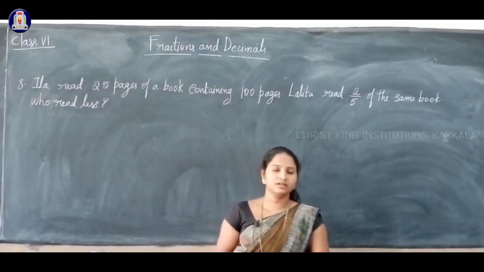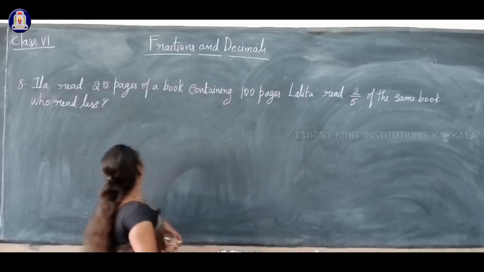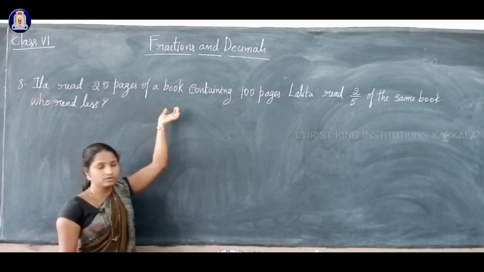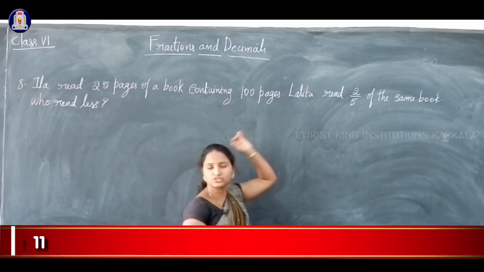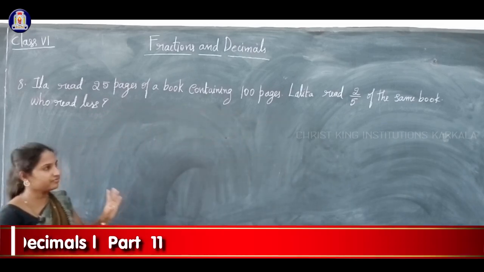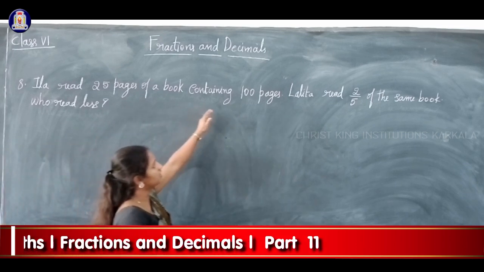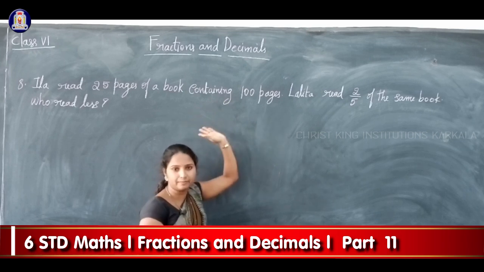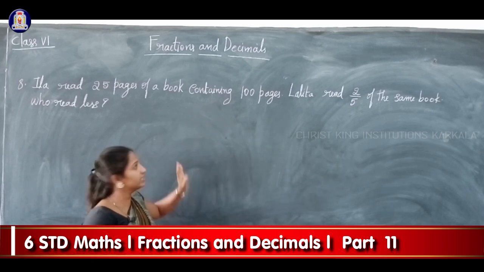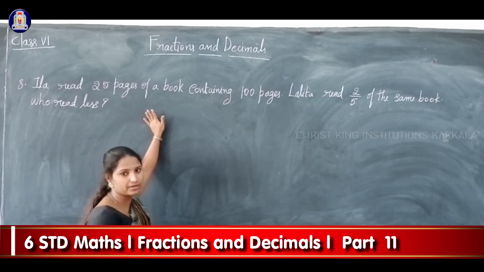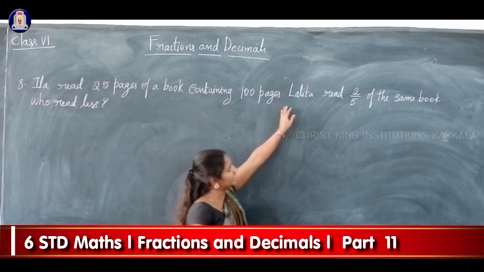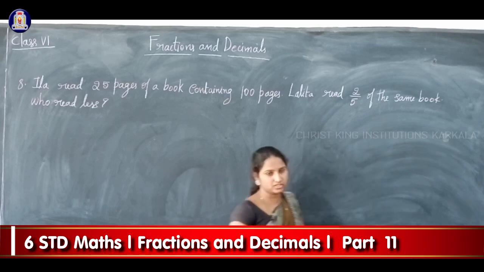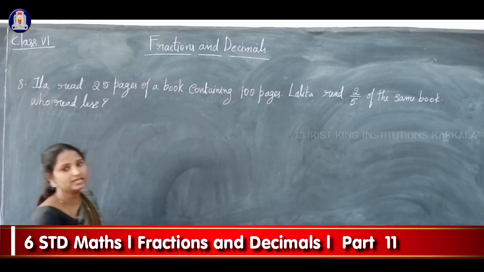Okay, the next question in fractions. Ayla read 25 pages of a book containing 100 pages. So Ayla is reading only 25 pages of a 100-page book. Clear? So similarly, Lalita read 2 by 5 of the same book. She is reading only 2 by 5 of the same book.